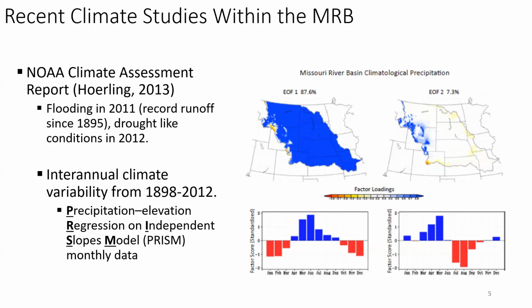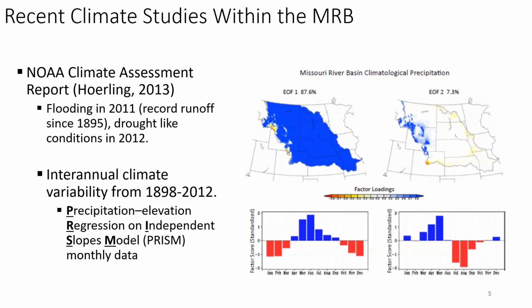Part of their work was to investigate interannual climate variability for the time period between 1898 and 2012. Ultimately, they concluded that the extreme weather events in 2011 and 2012 were most likely attributed to natural variability of the climate system. One method they used to investigate the interannual variability was what we call empirical orthogonal functions, or EOFs. And they performed this type of EOF analysis using monthly PRISM gridded climate data sets.